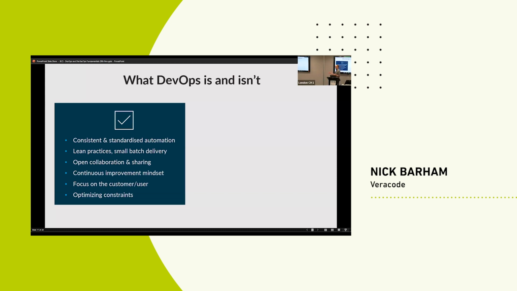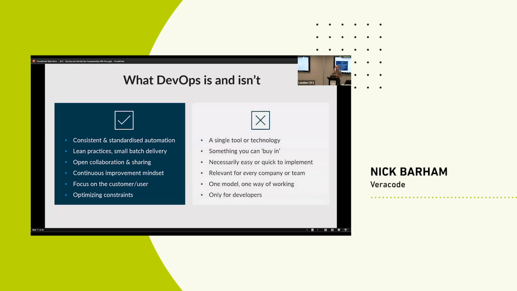And I want you to bear this in mind, because when we talk about security later on, this is equally as important when considering security as a part of DevOps. But ultimately, it's about focusing on the customer and the user and optimizing those constraints. What DevOps isn't is a single tool or technology or something you can buy in. I think there can be this kind of preoccupation with the technological side.